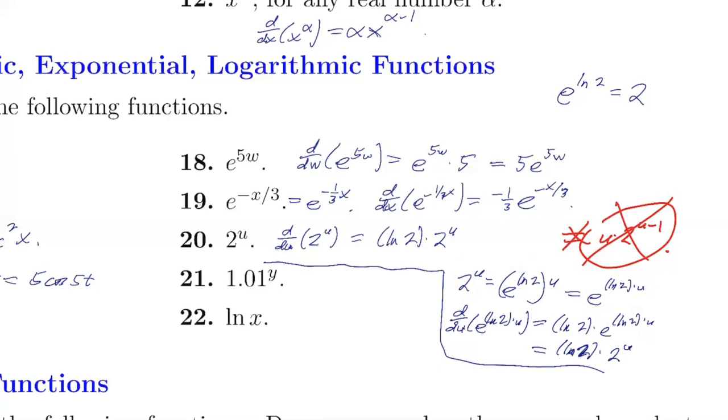So similarly here, 21. This is just going to pop out a natural log of 1.01 times 1.01 to the y. Okay. Ln of 1.01 is close to 0, but it's not exactly 0. And then finally, the derivative of ln of x is another famous one, which is kind of remarkable in that it doesn't have any logarithms or exponents or anything in it. The derivative is just 1 over x.